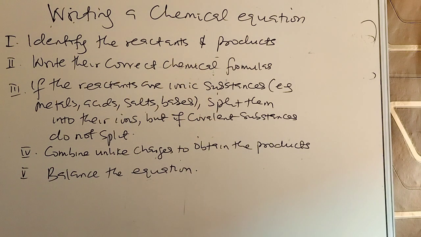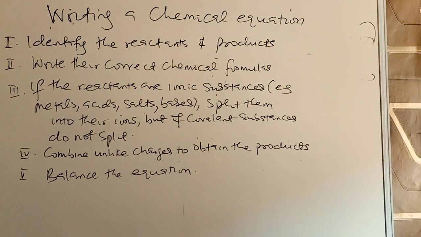We'll take it once more. 1, identify the reactants and products. 2, write their correct chemical formulas. 3, if the reactants are ionic substances, e.g. metals, acids, salts, bases, split them into their ions. But if they are covalent substances, do not split. 4, combine unlike charges to obtain the products. 5, balance the equation. So let's take a few examples here.